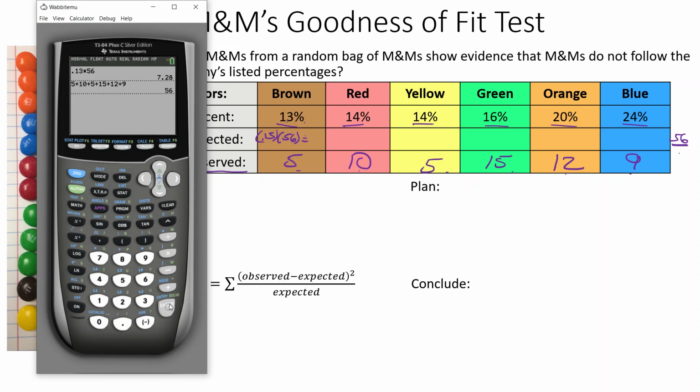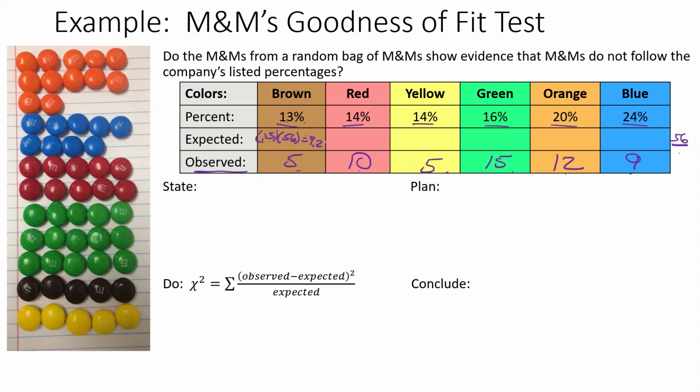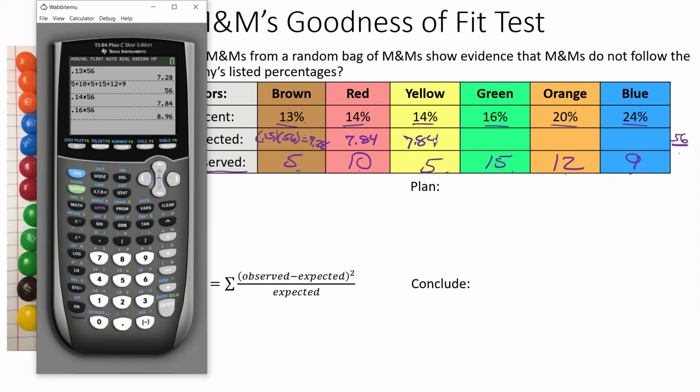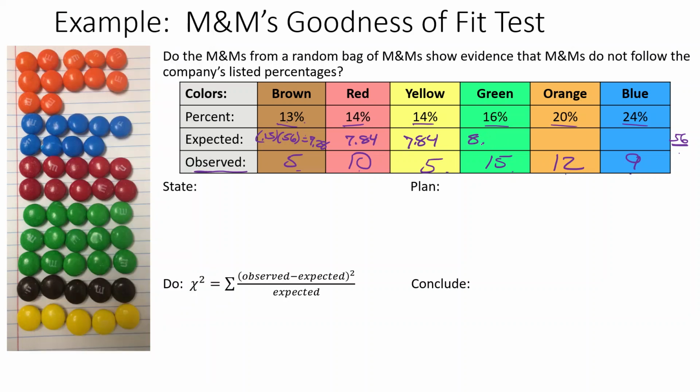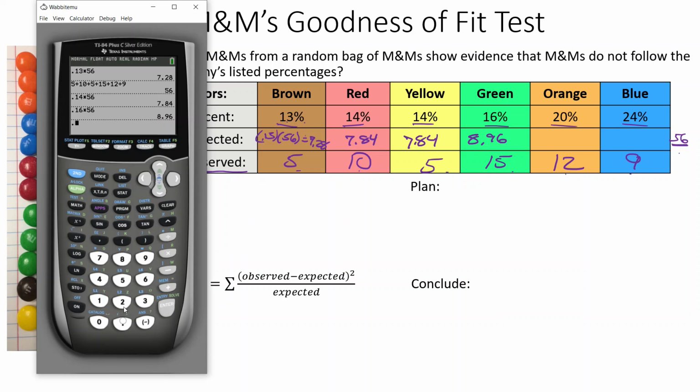Then we've got 0.14 times 56. All right, and 0.16 times 56. All right, so we've got 7.28, 7.84. This is also going to be 7.84, and then the 0.16 was 8.96. And then we've got 20% and 24%. So 0.20 times 56 and 0.24 times 56.